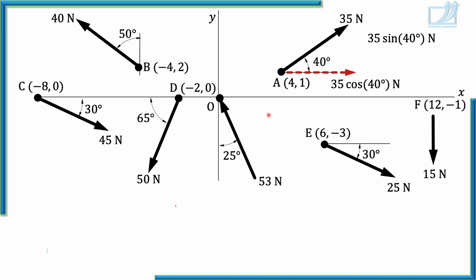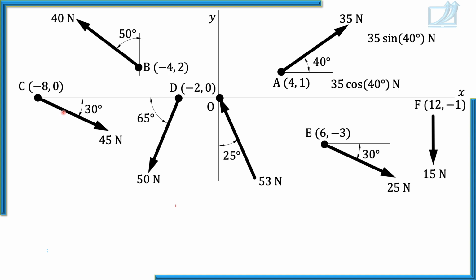Now when you want to know x components of all forces, just focus on the horizontal direction of the force. What does that mean? Listen, this 35 Newton force is rightwards, upwards, but focus on only its horizontal direction and it is rightwards. So if I ask you what is the horizontal direction of this 35 Newton force, it is rightwards. Similarly, now tell me, what is the horizontal direction of this 40 Newton force? Leftwards.